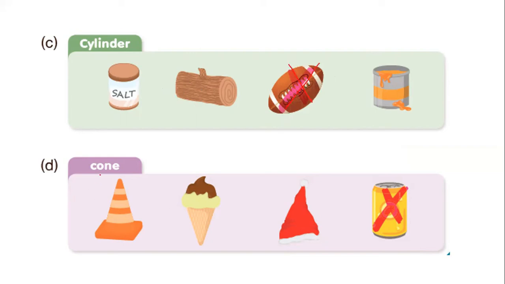Now D, we look at cone. Yes, this is a cone. This one is like a cone. This one is like a cone, but this is like a cylinder. So we cross out this one.